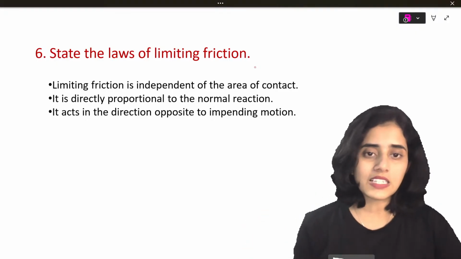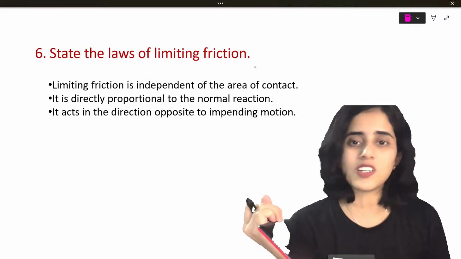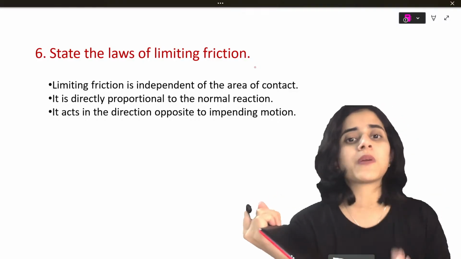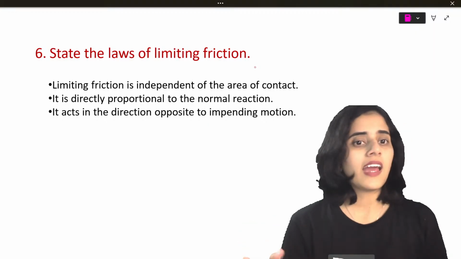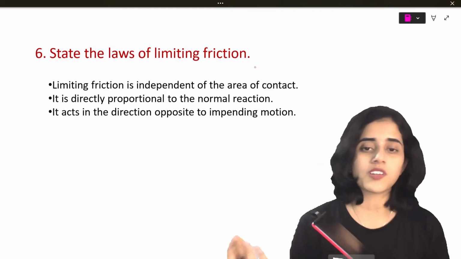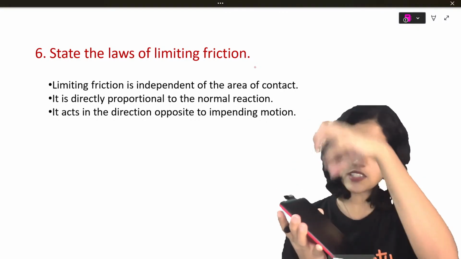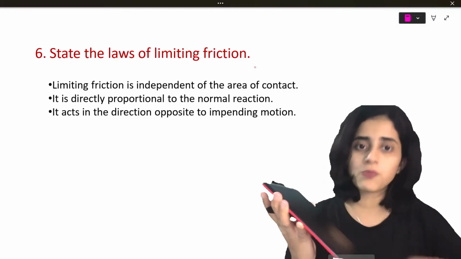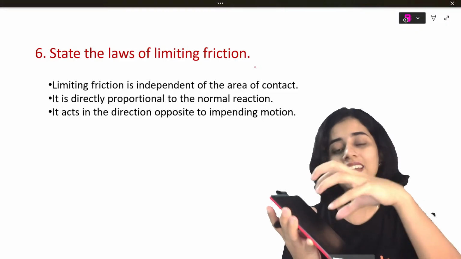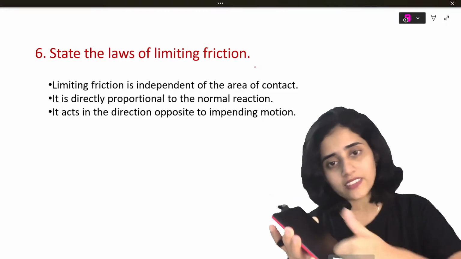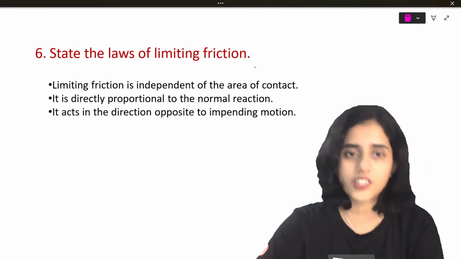One main thing is it is independent of area. So even if I have a big object or a small object, it does not depend. And it's directly proportional to normal reaction. More normal reaction, more limiting friction. And it acts in the direction opposite to motion. What does that mean? If I have a block here, limiting friction is pushing it up, but the motion is trying to pull it down. The box wants to move down, but because of limiting friction, it is staying where it is. So limiting friction acts in the opposite direction to the movement of the object. Okay, very good. Does not depend on area.